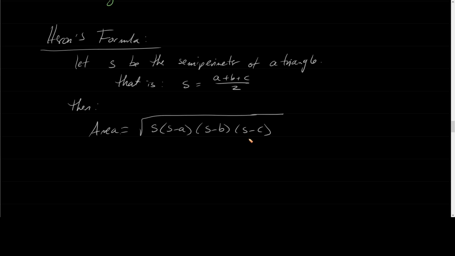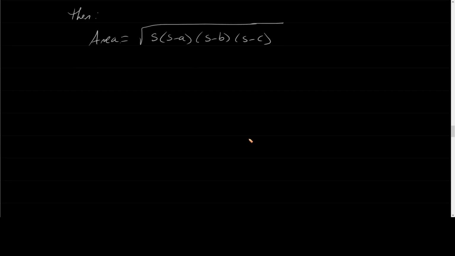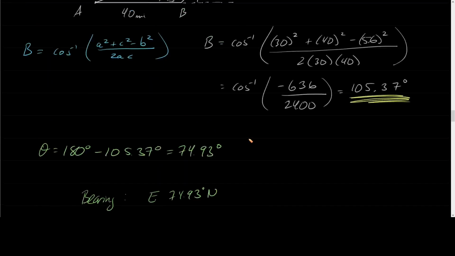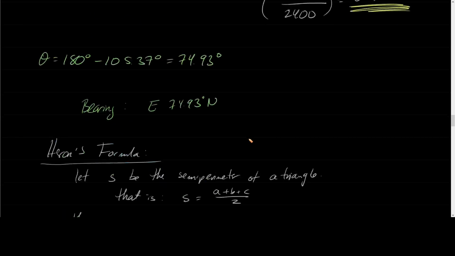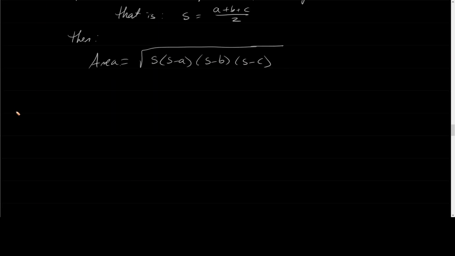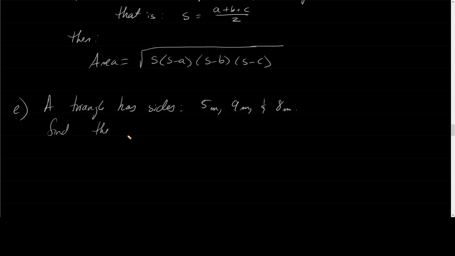So let's go ahead and do one. Let's say, what am I at now? E, maybe? Yeah, E. Let's say that a triangle has sides of 5, 9, and 8 meters. 5 meters, 9 meters, and 8 meters. Find the area.